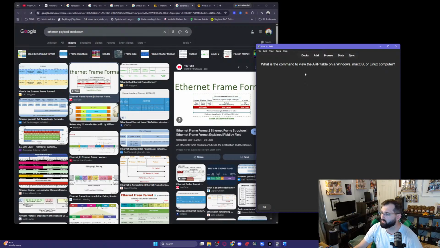What is the command to view the ARP table? Show ARP. No, that's not right. What is the command to view the ARP table on Windows, Linux and Mac computers, not the Cisco device? What two messages are used in ARP? Request and reply.